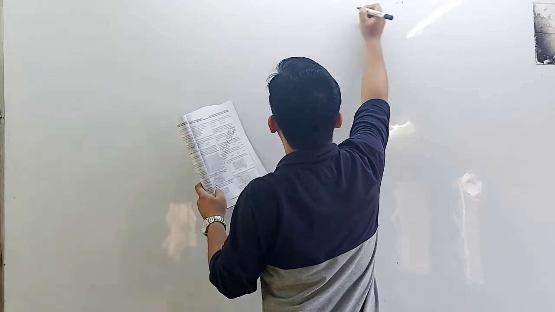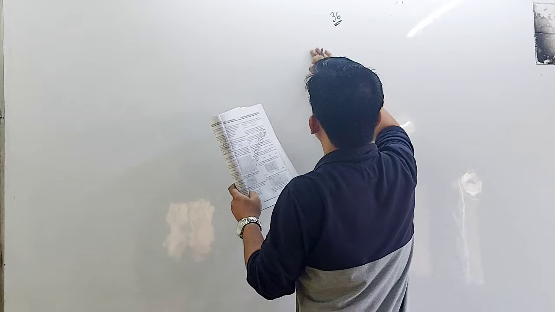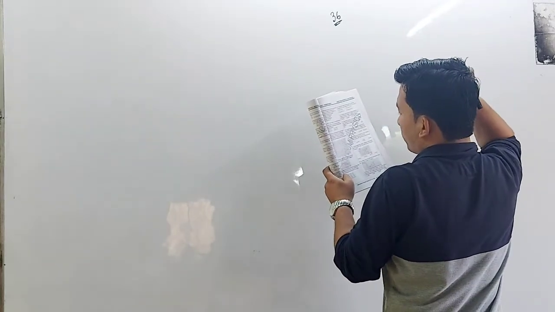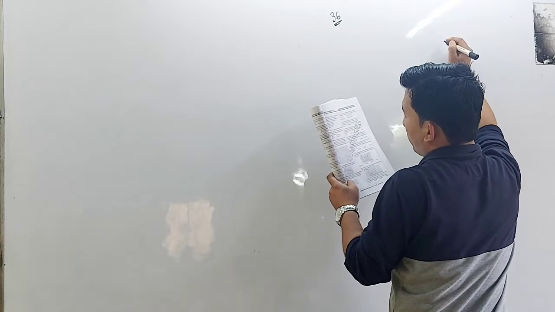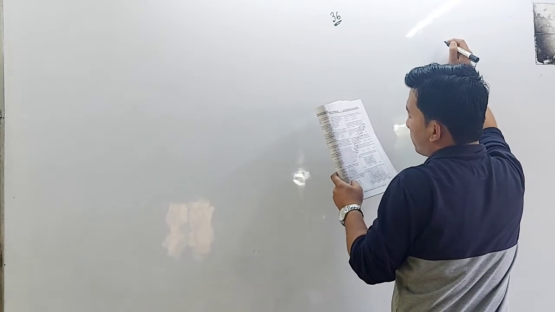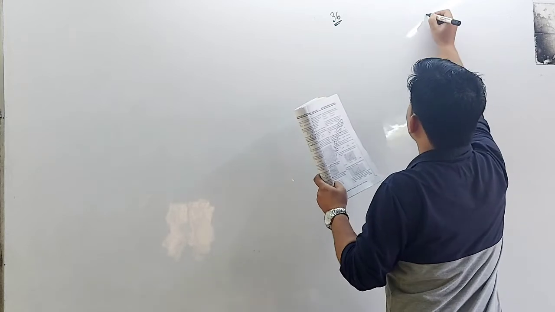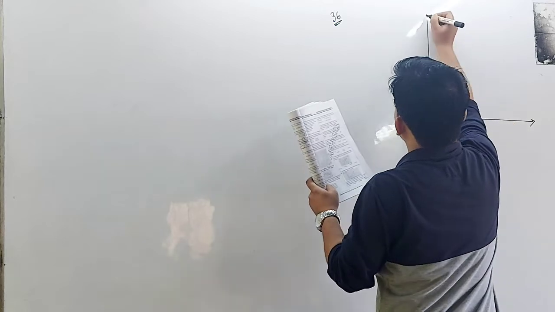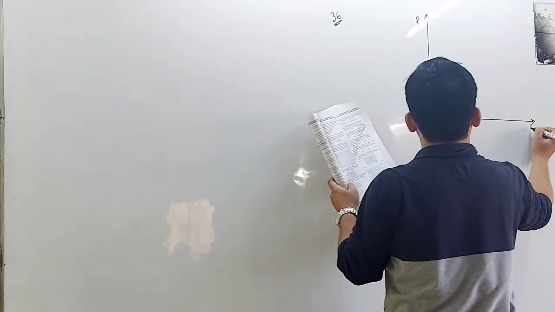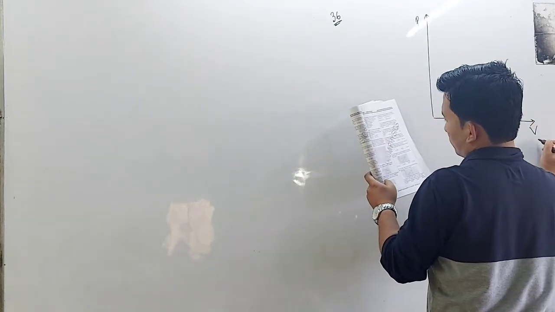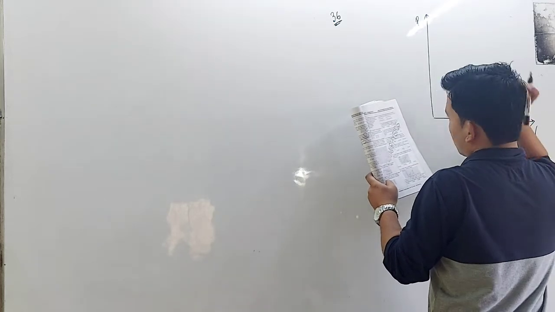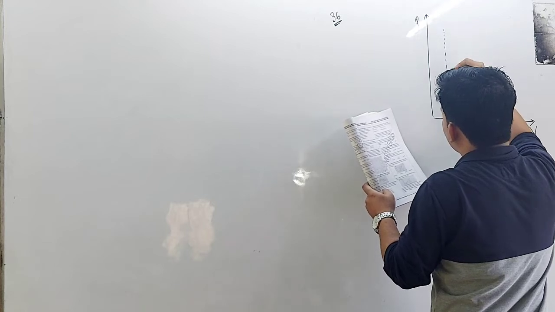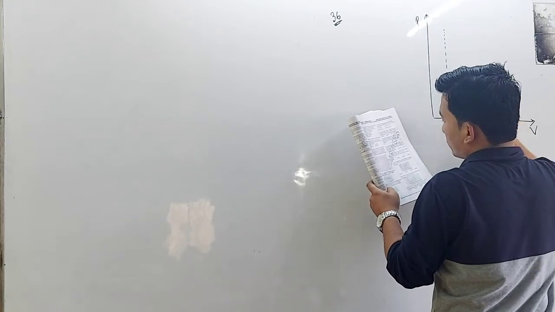Question number 36. A monatomic gas at pressure P having volume V expands isothermally to volume 2V. What was the initial volume?